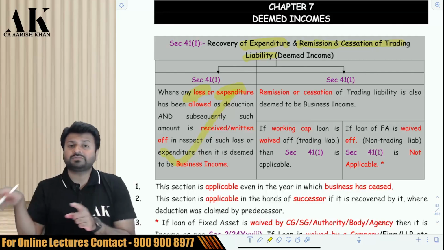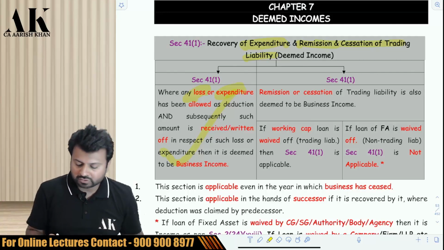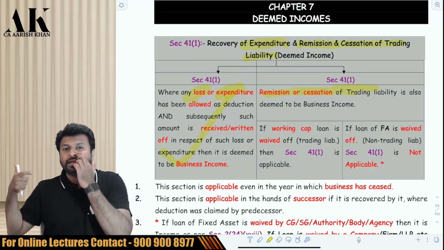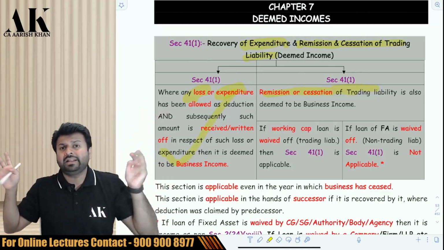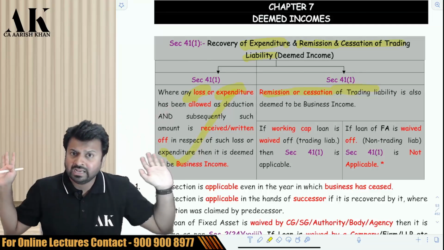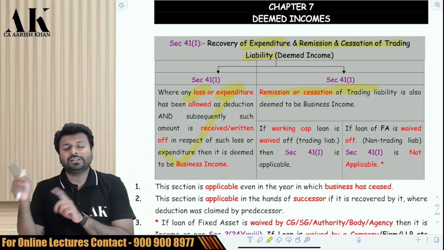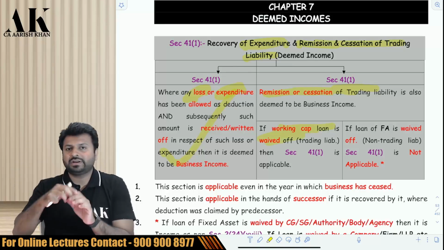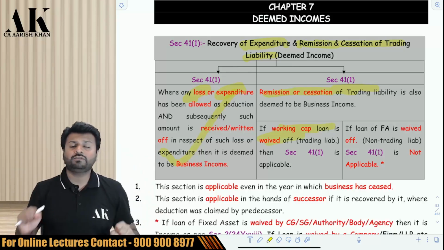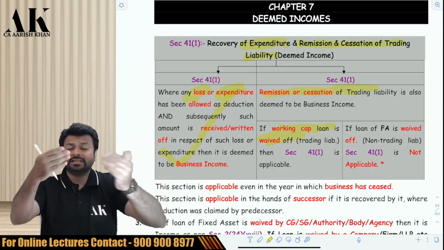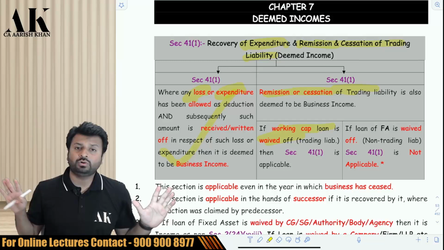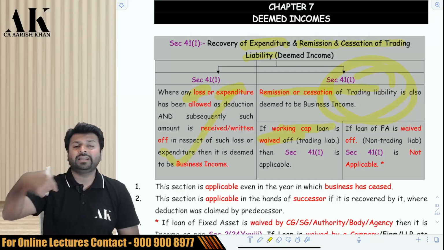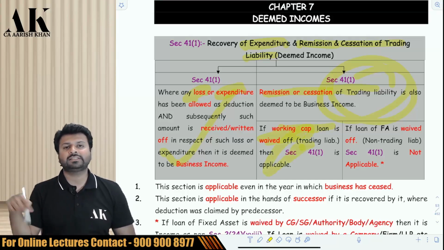Now, section 41 subsection 1 has one more aspect, which talks about remission or cessation of trading liability. It means if you have any trading liability in the balance sheet and the other person forgoes that trading liability, remits it, the trading liability ceases to be liable, then in that case also it shall be deemed income. Now, what is an example of trading liability? Suppose I take a loan from a bank for working capital purpose, because working capital is a trading purpose, and the loan giver waives off that loan, then it is my profit. So it is a remission and cessation of what kind of liability? A trading liability, and therefore it will be chargeable as income under section 41 subsection 1 for me.